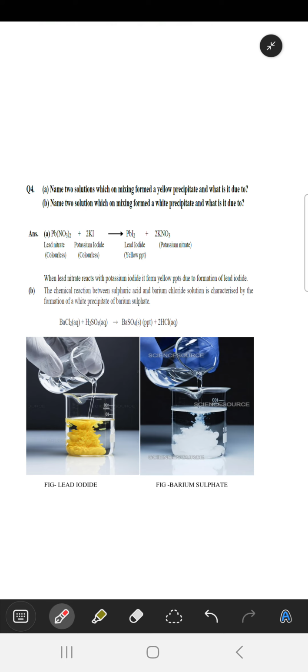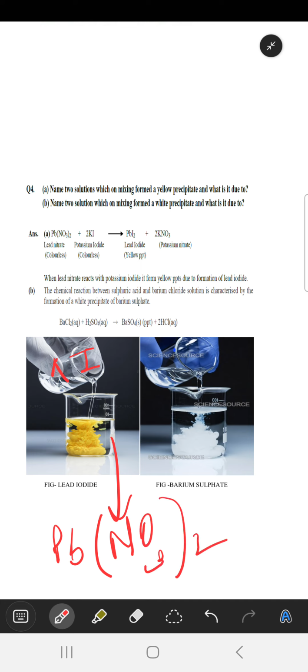We have two solutions. This is potassium iodide, and this is lead nitrate. When they both react, we get a yellow precipitate settling at the bottom, which is due to the formation of lead iodide.